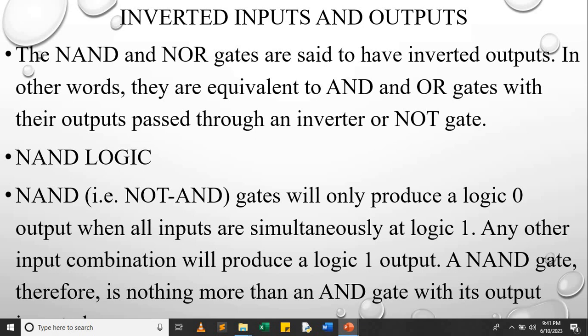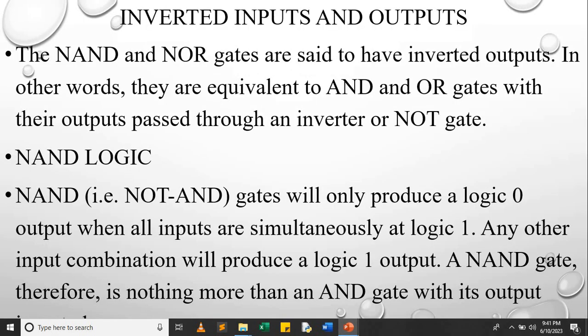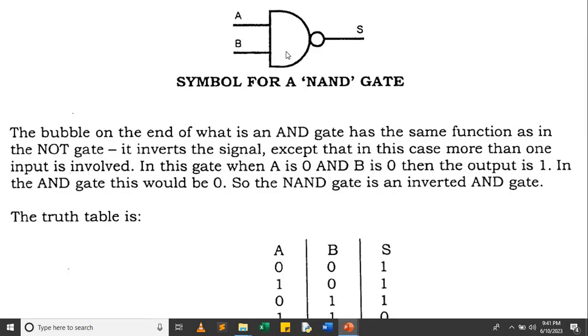Inverted inputs and outputs. We have the NAND gate, where we have the NOT AND. We have an AND gate that is inverted. We can see the truth table for it.